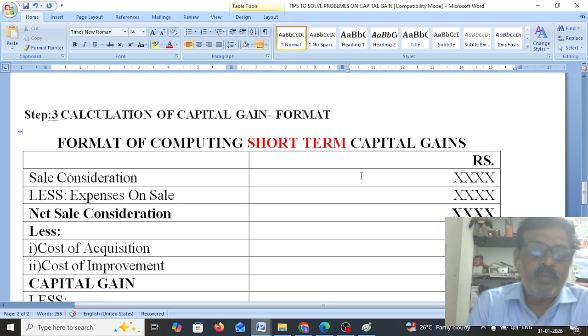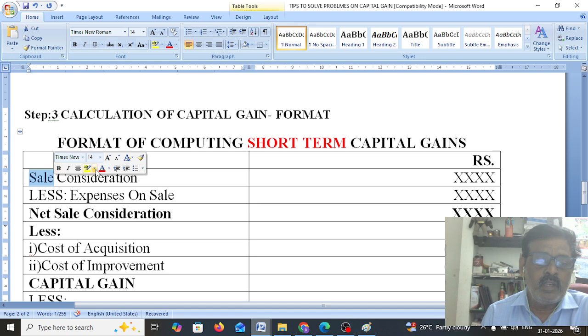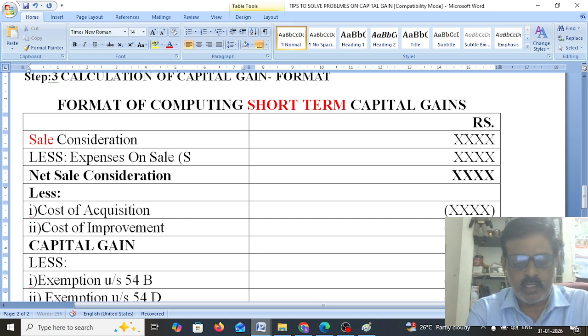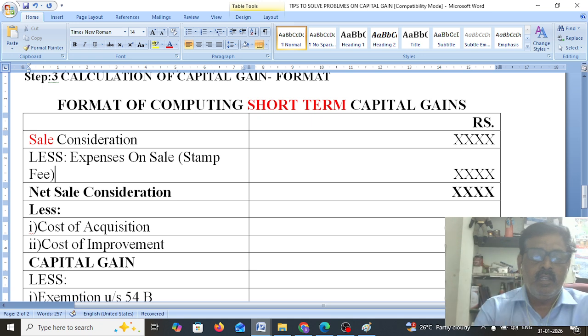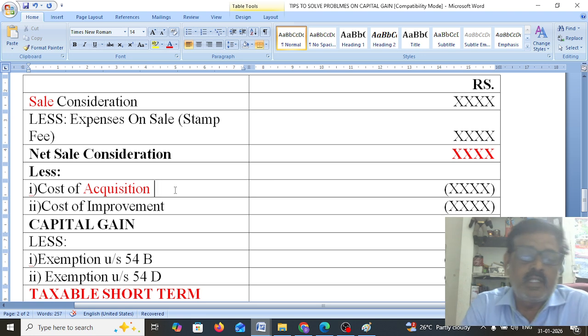short-term capital gain. Sale consideration is nothing but the sales value, how much the assets were sold for. Expenses on sale can be stamp fees, or any expenses related to the sale, and they can be deducted from the selling amount, resulting in net sale consideration. From that, we deduct the cost of acquisition, which is nothing but the cost of purchase, how much was incurred to purchase the asset.